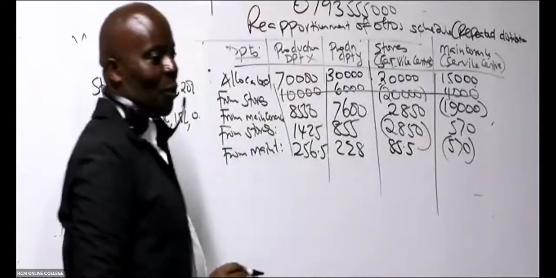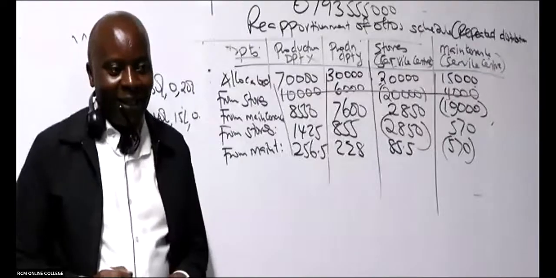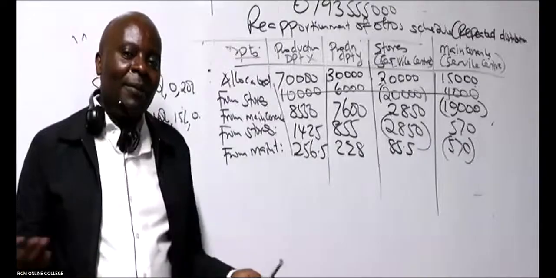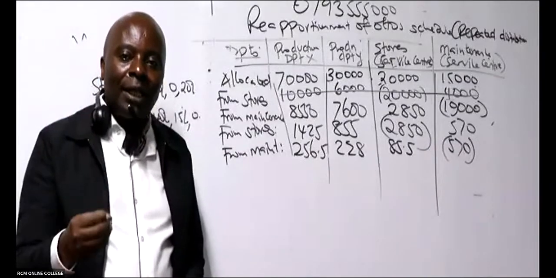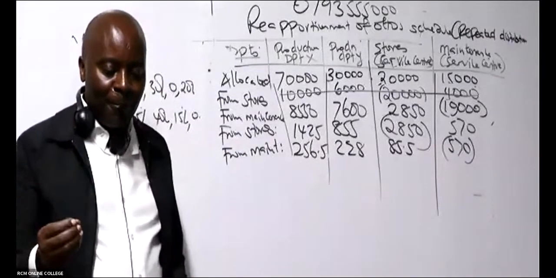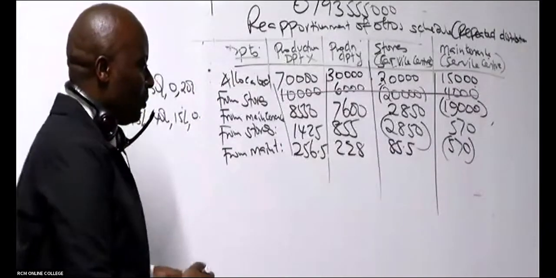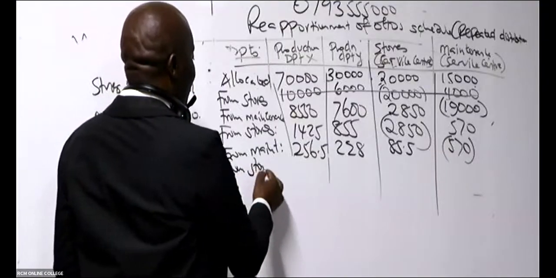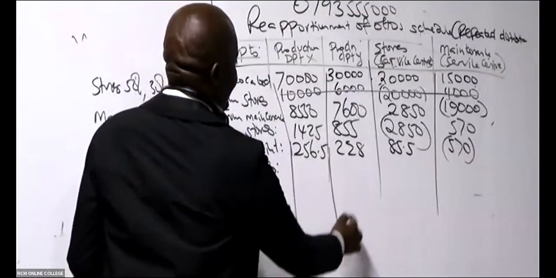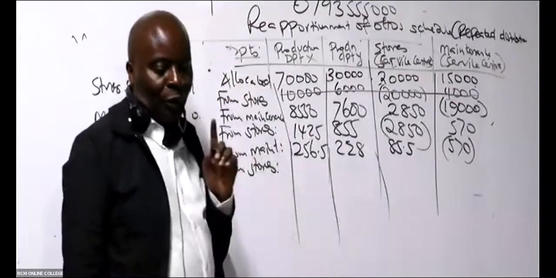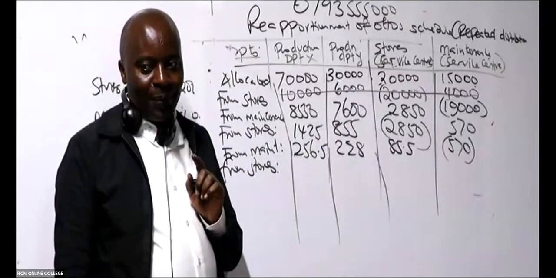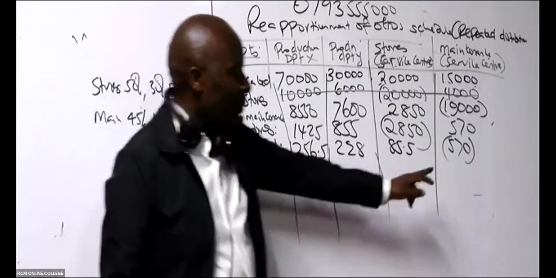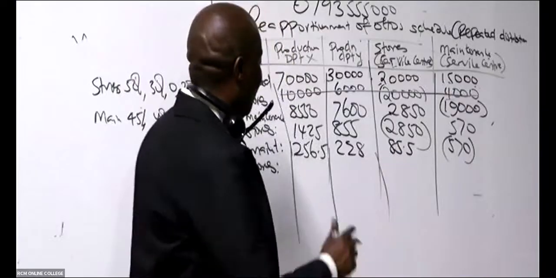Great. So have we finished? 85.5 is still a big figure, right? It's still material. We shall continue distributing until we start getting 0 point. So again, we say what? From stores. How much are we removing from stores? 85.5, isn't it? This amount here. Yeah, 85.5.